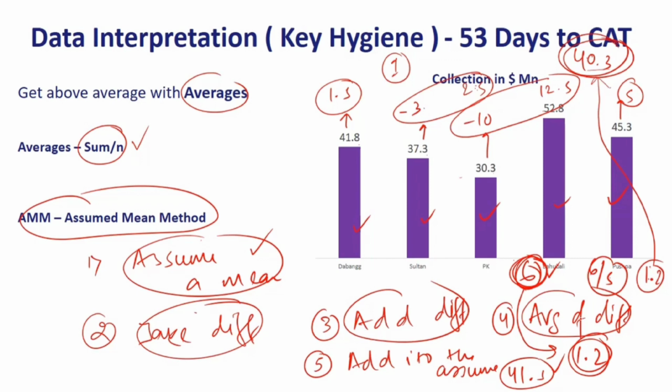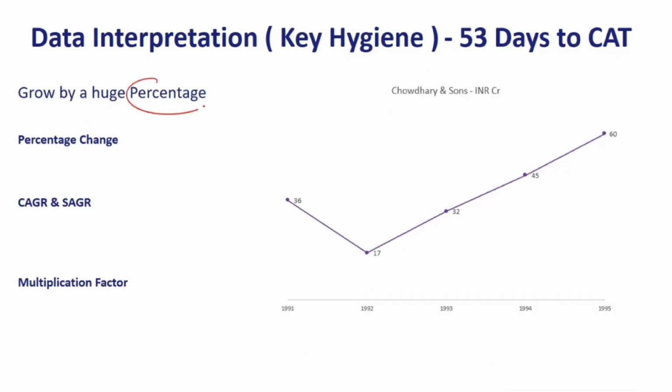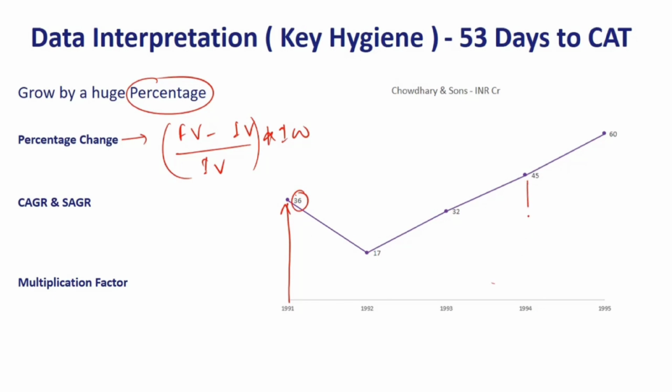Lesser chances of committing a mistake. Talking about percentages, you define percentage change as final value minus initial value upon initial value into 100. Let's take a very simple example. Revenue in 91 is 36. Revenue in 94 is, let's say, 45. So what is the percentage change here?